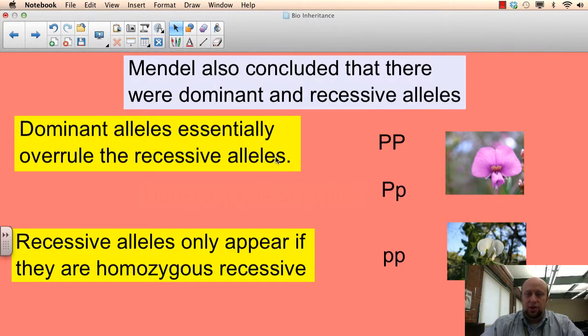Remember we said that he concluded that the purple plants were dominant, and that the white plants must be what we're going to term now as recessive. So dominant means that it overrules the recessive. You only see the recessive if that's all there is.